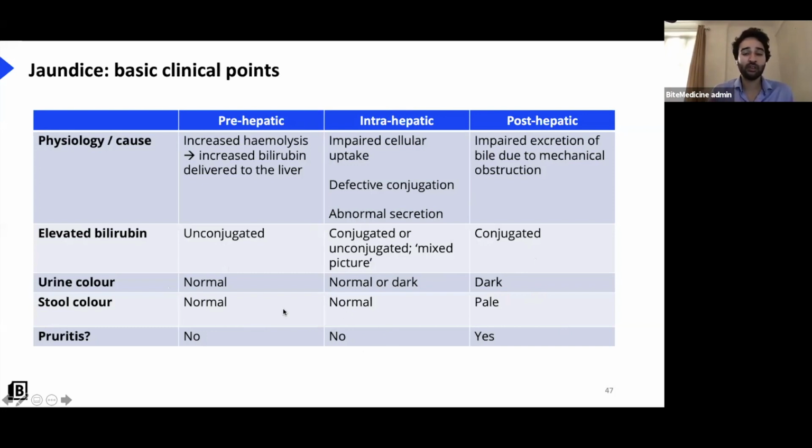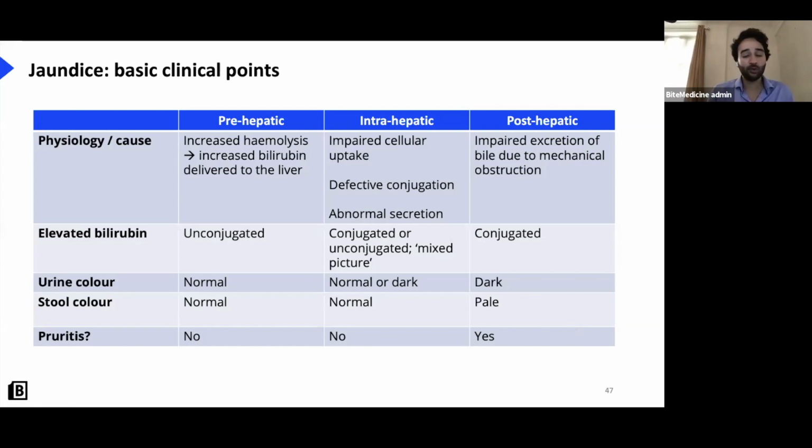But as I said, if you get that mixed picture, there may be some change there. I wouldn't recommend thinking this is all totally black and white. There's going to be some overlap here. Just because a patient has no change to their stool or urine does not mean they don't have post-hepatic jaundice, for example. You still need blood tests, you still need investigations.